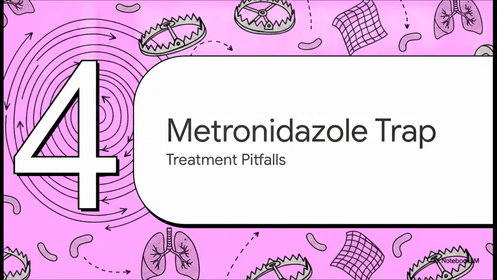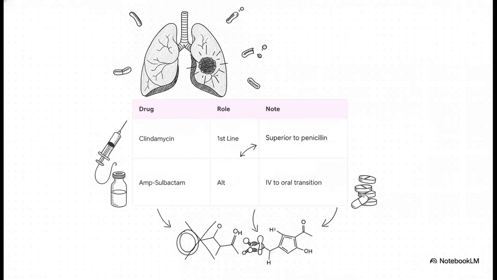Which brings us to part 4, the metronidazole exam trap. This is the climax of our explainer. It's the ultimate treatment trap that test makers love to deploy to catch you off guard. So your first-line weapon is clindamycin, and it's clinically superior to penicillin. Why is that? Because those oral anaerobes we just talked about actually produce beta-lactamases, rendering your basic penicillin completely inadequate.